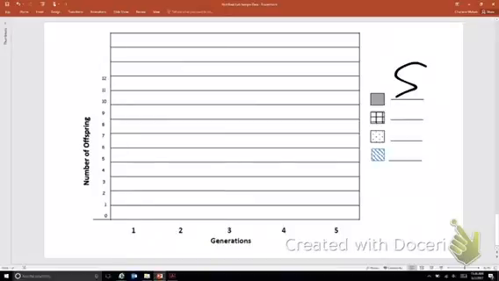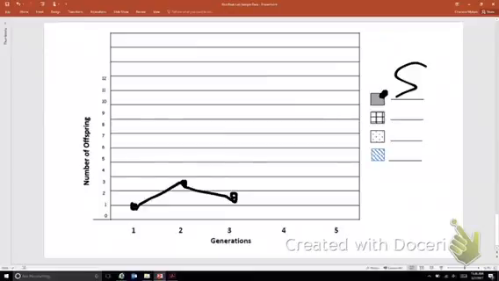So what we're going to do is go to number 1, and I'm going to use a circle to kind of make things a little bit easier here. And so I'm going to draw a circle. So I had 1 offspring in generation 1. I had 3 in generation 2, and then I had 2 in generation 3. And then I'm going to come through and connect my line.